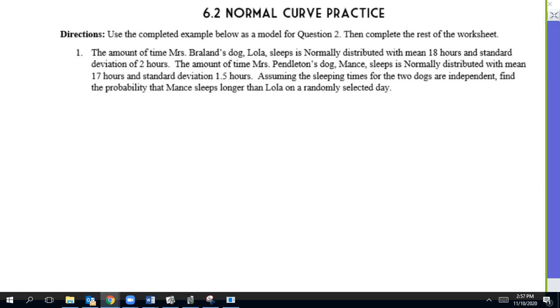So what you want to do, it says the amount of time Miss Braylon's dog Lola sleeps is normally distributed, put a capital N, and this is for Lola, so I'm going to do a little L for Lola, with mean 18, standard deviation 2. Remember that notation from chapter 2, unit 1. Now, Miss Pendleton's dog, Mance, normally distributed. We'll use M for Mance. He sleeps 17 hours a day, standard deviation 1.5. That helps us organize everything.